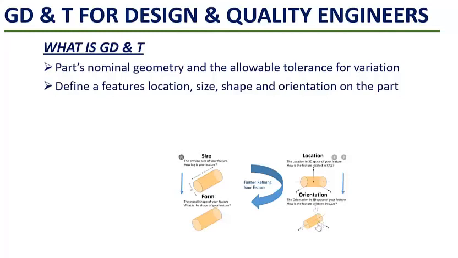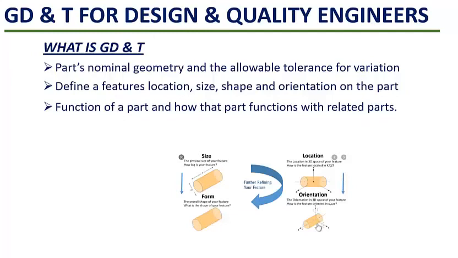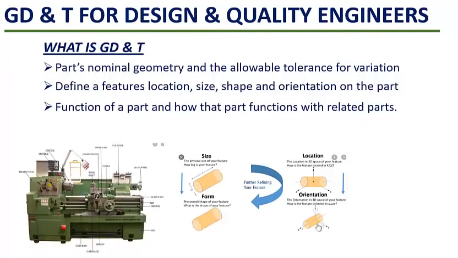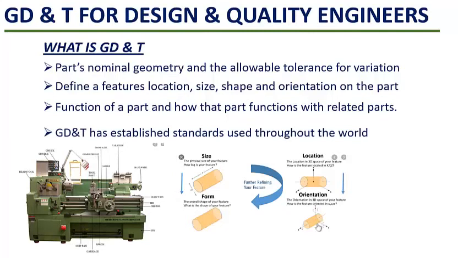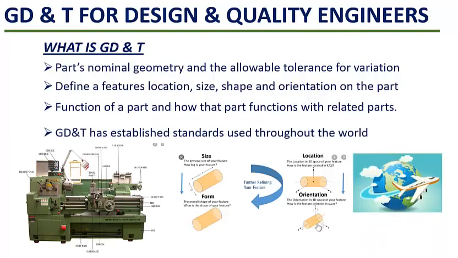This is very important for any component to be manufactured. The main advantage is that the function of a part and how that part functions with related parts is taken into account when we use GD&T. If you don't use GD&T, a part will be dimensioned only based on its own features. Like a component having a hole, only the hole will be there. But when we use GD&T, it considers where this part is going to assemble, or what the function of this part is, and accordingly what tolerances are required. Those things will be taken into account and applied. GD&T has established standards which are used throughout the world, so everyone can follow it very easily without any issue.